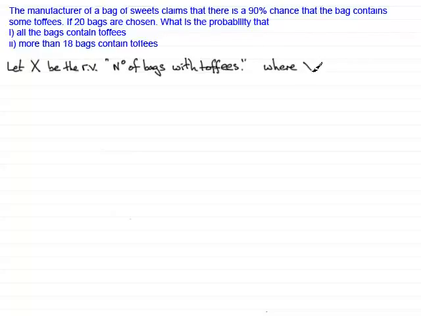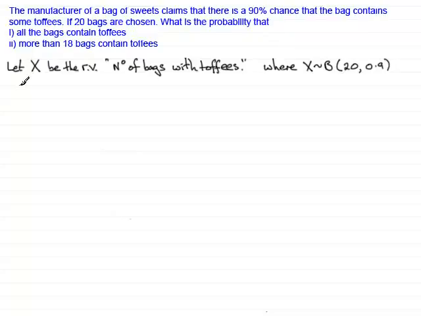So in this case, X is binomially distributed. Remember there are two parameters for the binomial distribution: the number of trials, which in this case is 20 for the sweets, and next is the probability of success. That is, a bag contains toffees, and the probability of that happening is 0.9 for 90%.